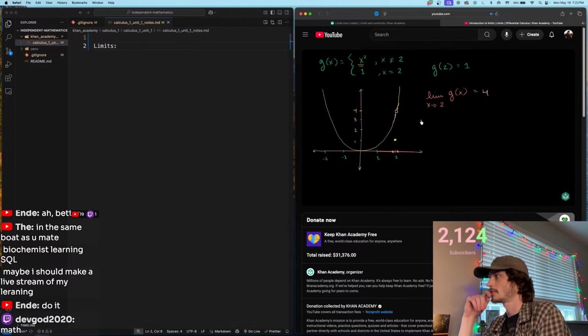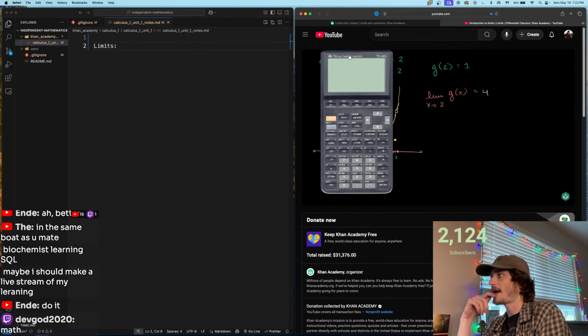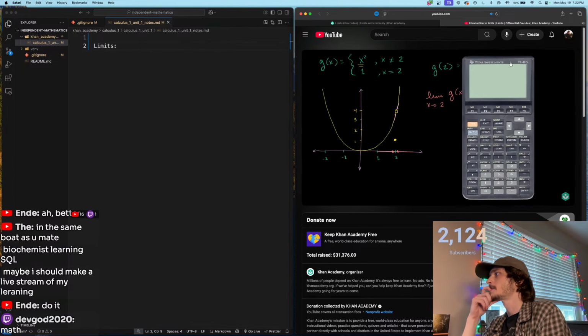And you can even do this numerically using a calculator. And let me do that, because I think that will be interesting. So let me get a calculator out. Okay, so you just follow along with the main function. The limit goes to where that gap actually is. You can numerically say, okay, what's it going to approach as you approach x equals 2?